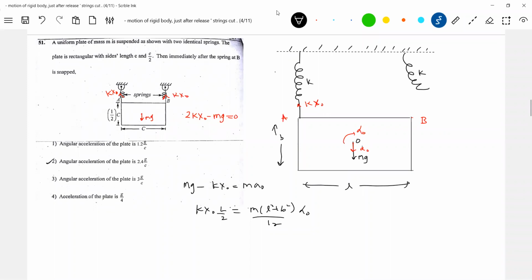So now string and spring comes, be a little bit alert. Sudden change in spring force is not possible here. So what happened to the spring? Elongated. Elongation will increase or decrease? No, it will remain as it is. After some time, because of the displacement of point A, things have to change. We are discussing just immediately after.